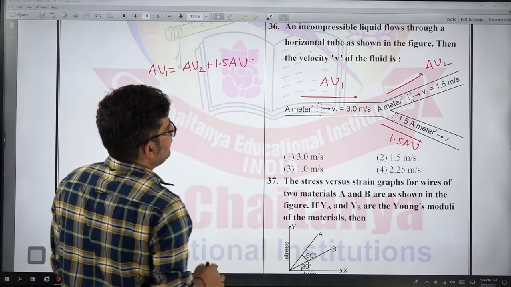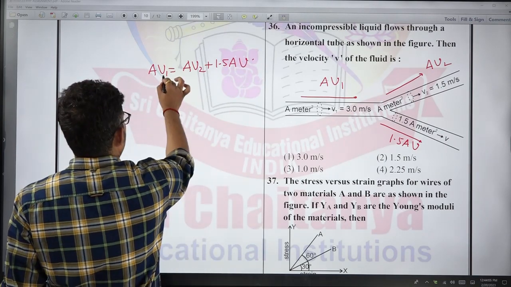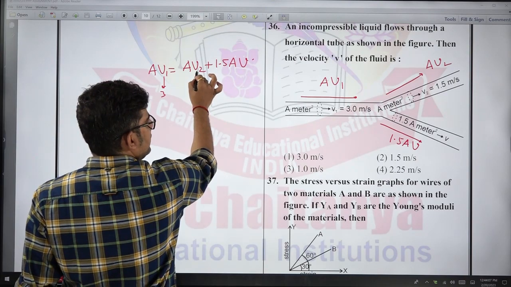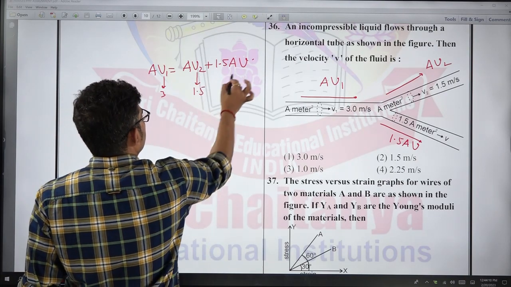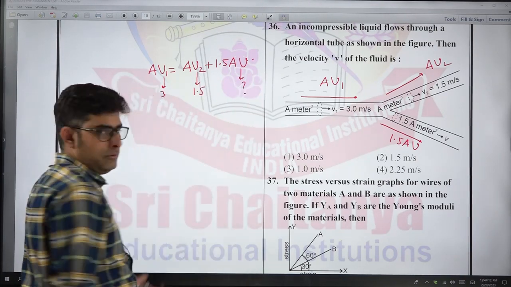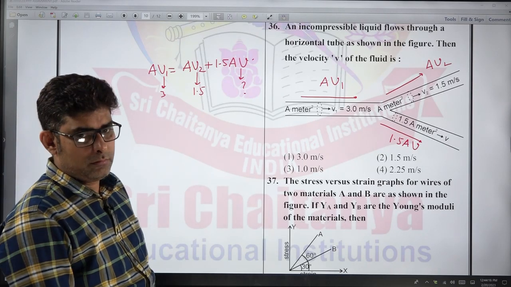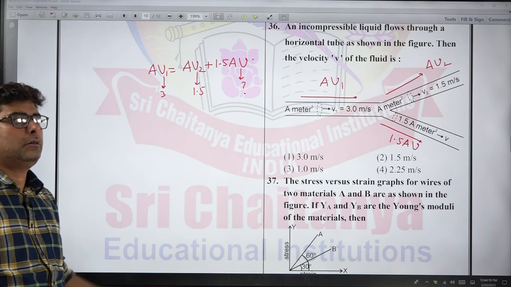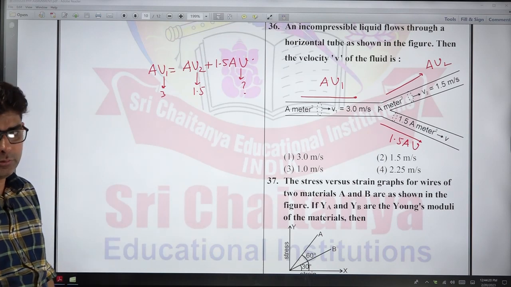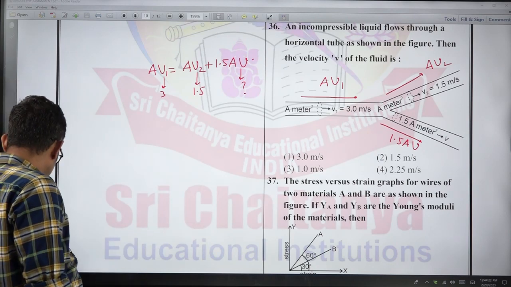So what we will say by equation of continuity, A V1 is equal to A V2 plus 1.5 AV. They have given the value, V1 is 3, V2 is 1.5. They are asking for the unknown, you can calculate from here. Clear? Yes, sir. So equation of continuity gives us the value. Completed?